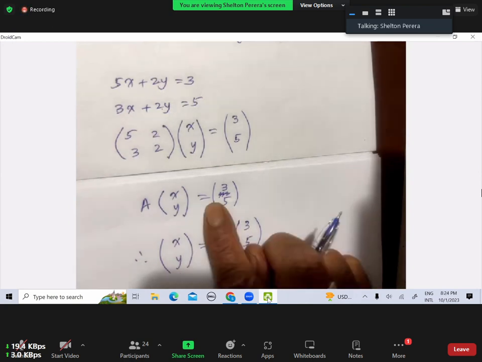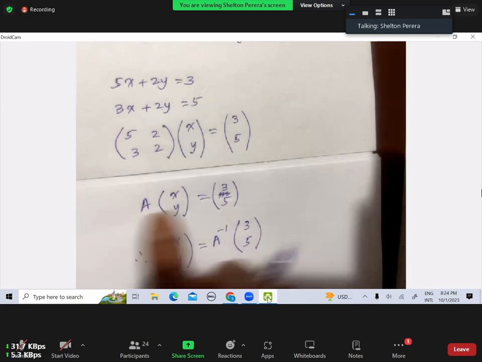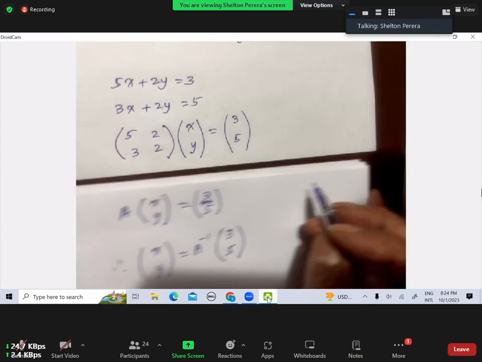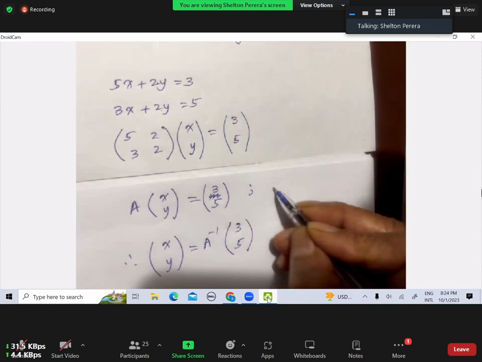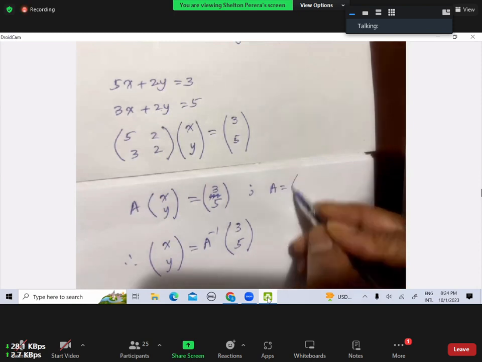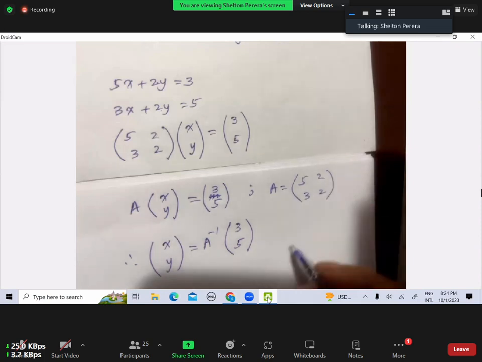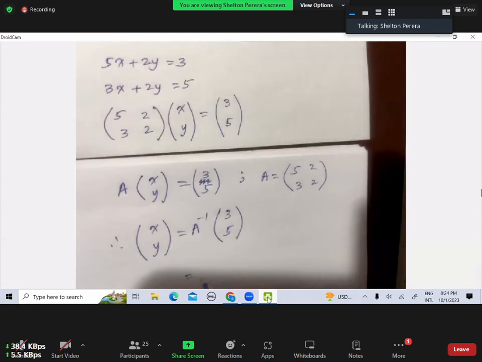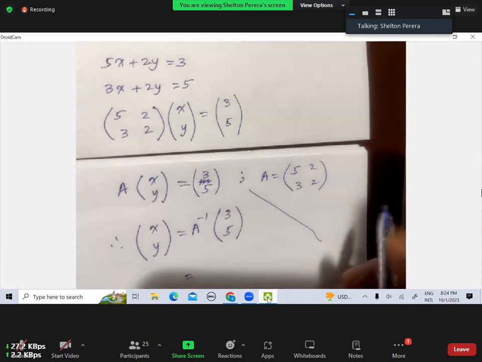So this side, I cannot just multiply this side by A inverse from this. I have to do the same thing there, A inverse of that. So for that, I need A. A times x, y equals 3, 5, where A is equal to 5, 2, 3, 2. So if A is this, all we need to do to find x, y is to write A inverse. If A is this, what is A inverse?